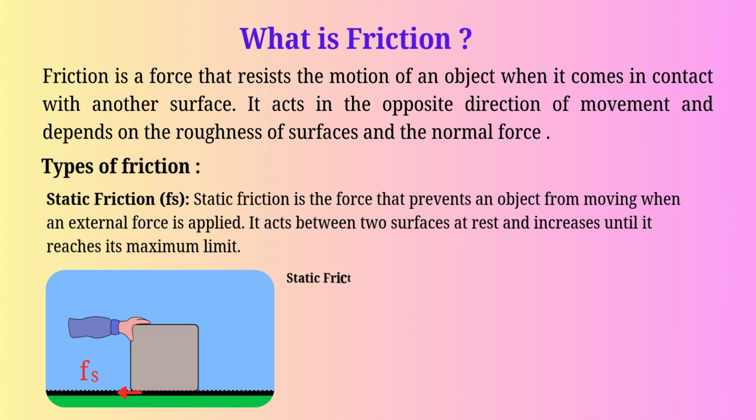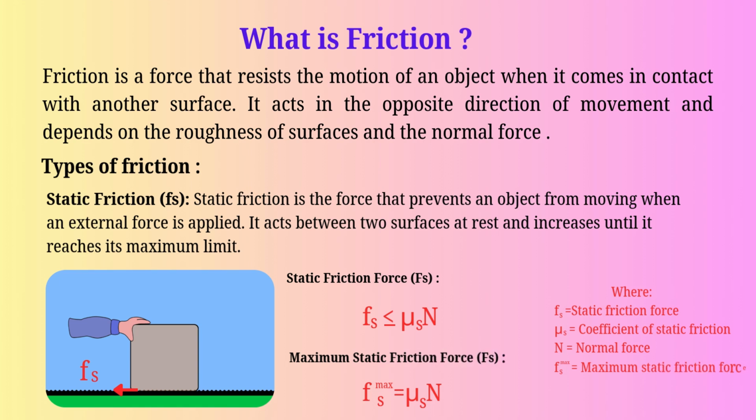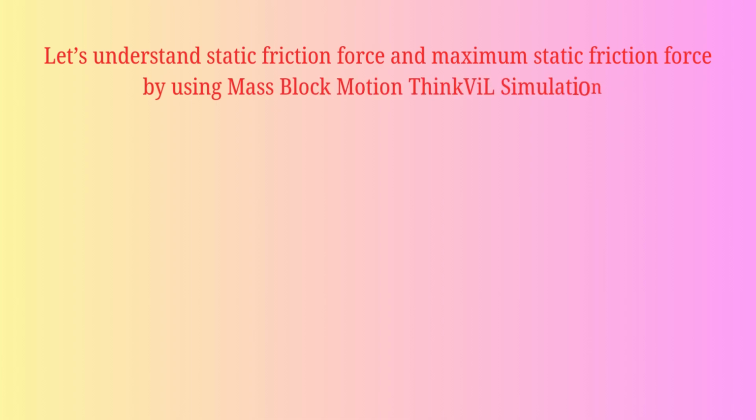For a stationary object, the static friction force adjusts itself based on the applied force, up to a certain limit. Therefore, static friction is less than or equal to the product of the static friction coefficient and the normal force. When the static friction force reaches its maximum value just before the object begins to move, this is called the maximum static friction force.